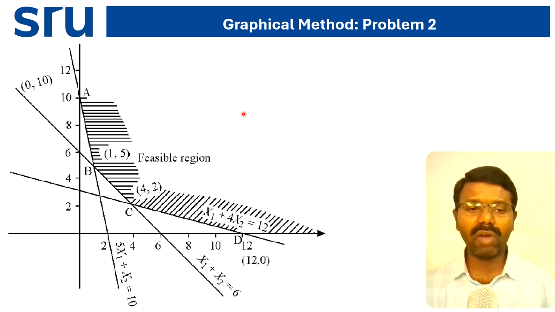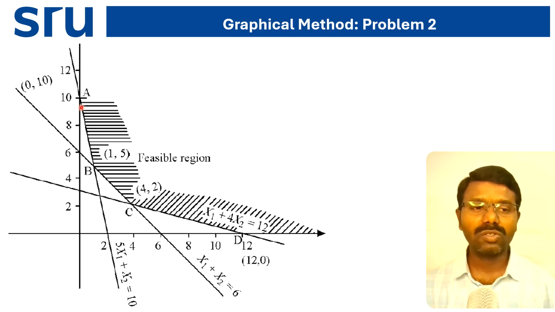Now we need to identify the corner points of the feasible region. The first corner point is A, which is (0, 10). The second corner point is B, the intersection of the first and second equations, which is (1, 5). The intersection of the second and third equations gives 4 comma 2, and another corner point is (12, 0).